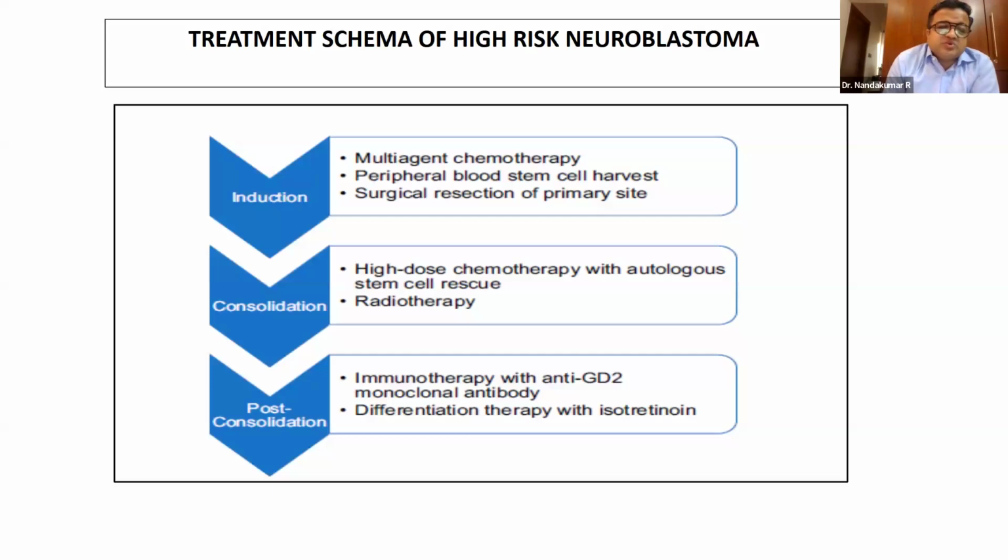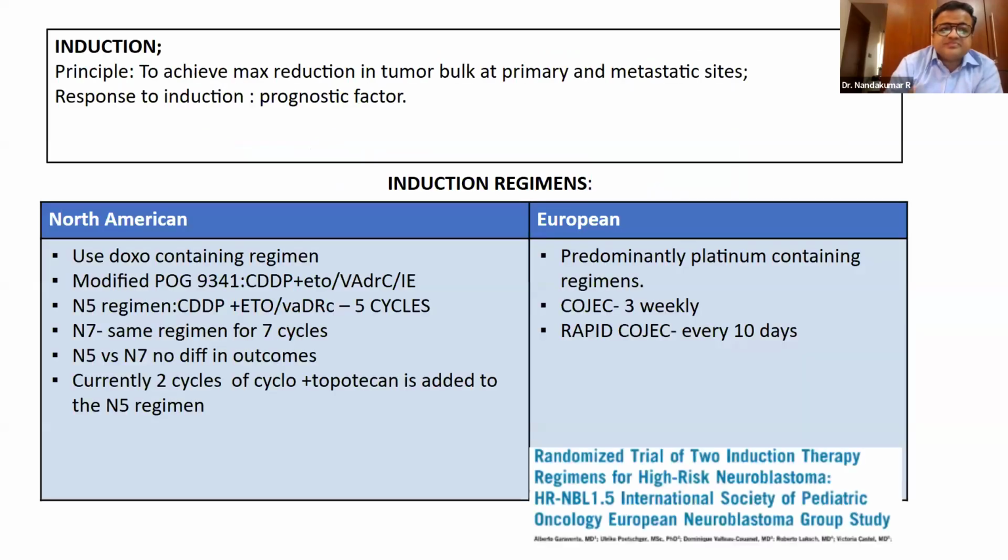Now, with regard to high-risk neuroblastoma, we have 3 segments in managing. One is your induction chemotherapy, followed by which you plan for surgery, and then you consolidate with an autologous stem cell rescue and RT, and then you give maintenance chemotherapy with immunotherapy. So for induction, I'm not going into the principle, which is to produce maximum reduction. Since the focus is mainly on drugs, let us look into the drugs being used.